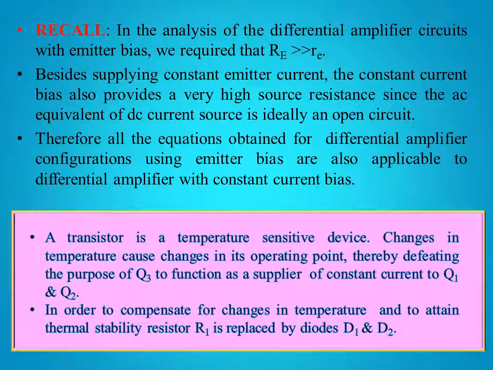In order to remove this property, we apply diodes in place of the transistor, because transistors are temperature sensitive devices, but diodes are comparatively less sensitive to temperature changes. So in order to compensate for changes in temperature and to attain thermal stability, resistor R1 is replaced by diodes D1 and D2. Now how this is done, we'll see in the next slide.